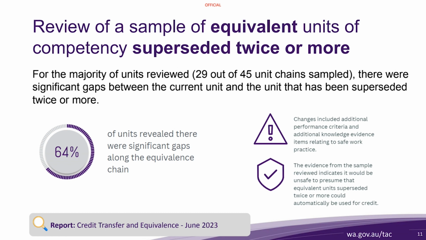You would find that there was a unit of competency, but the field containing the elements and performance criteria and other components was blank. That information was not available. So where information was available, we looked at 45 chains of units of competency across 45 training packages. And what we found was that in 29 of the 45, there were significant gaps between the current unit and the unit that had been superseded twice or more. That's 64% of the time there were significant shifts.